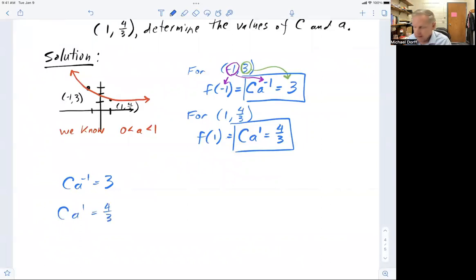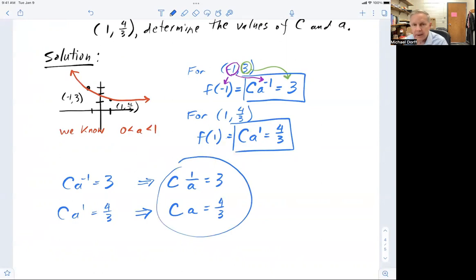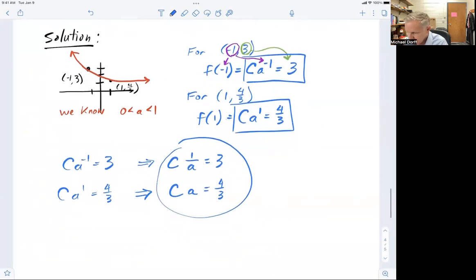Well, let's get rid of this A to the negative 1 here. How can I do that? Anything to a negative power is like 1 over that. So this is the same thing as C times 1/A equals 3. And from the one below it, I have C times A equals 4/3. How can I progress from here? I've got these two equations, and I want to figure out what A is and what C is.